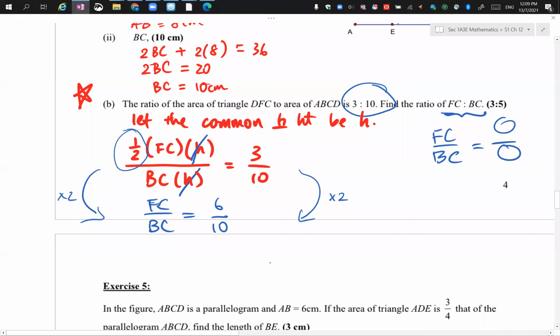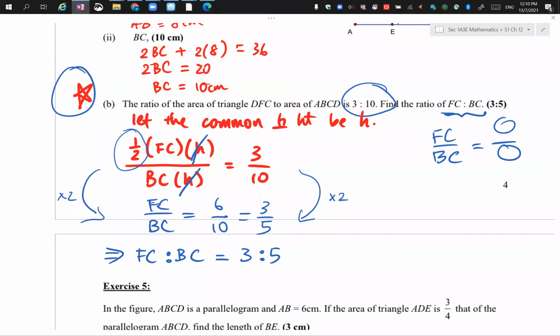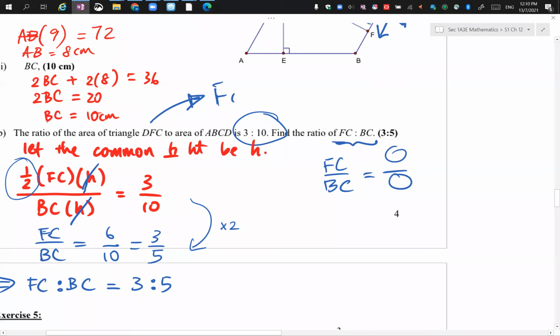Get how this is done? So this concept, very important. We will see more of it in the subsequent questions. Must be able to do this. So as you're writing your own notes, right? Because I noticed that I didn't write it down over here. The strategy, find common height. Okay? Okay, let's try the next question.